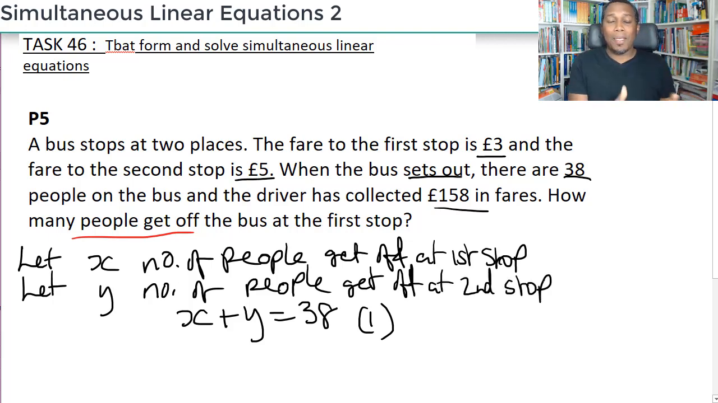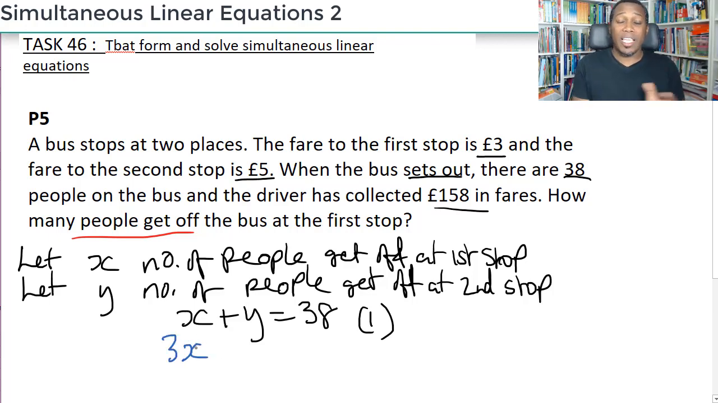We've got 38 people on the bus. Some are going to get off at the first stop, so they're paying one price, and some are going to get off at the second stop and they're paying a different price. So we've got two types of people on the bus: first stop people and second stop people. The number of first stop people plus the number of second stop people has to add up to 38. And for every first stop person, I'm going to get £3, so I'm going to write 3x.